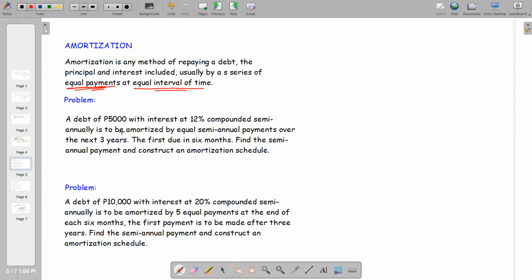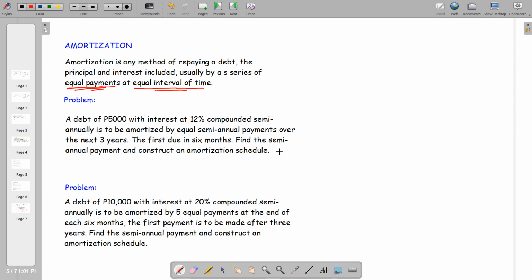Okay, so for the first problem, a debt of 5,000 pesos with interest at 12% compounded semi-annually is to be amortized by equal semi-annual payments over the next 3 years. The first is due in 6 months. So this is important, ano? So find the semi-annual payment and construct an amortization schedule.